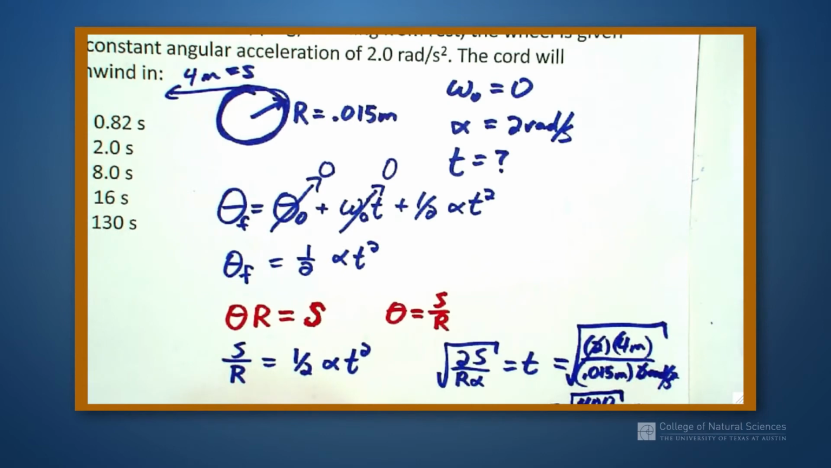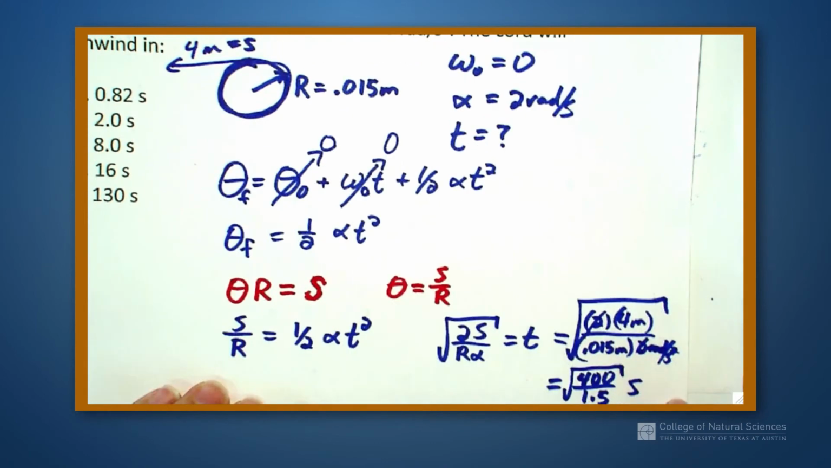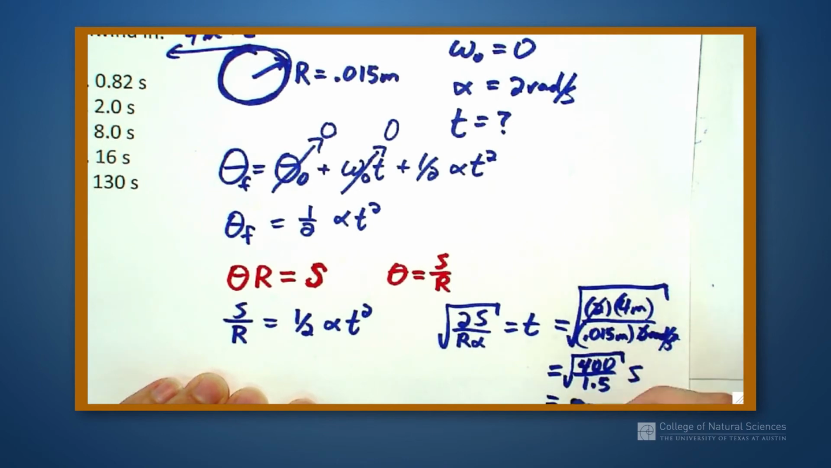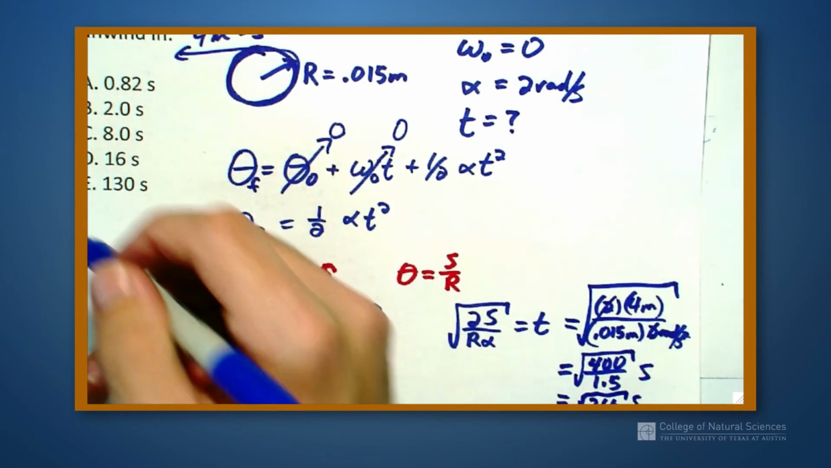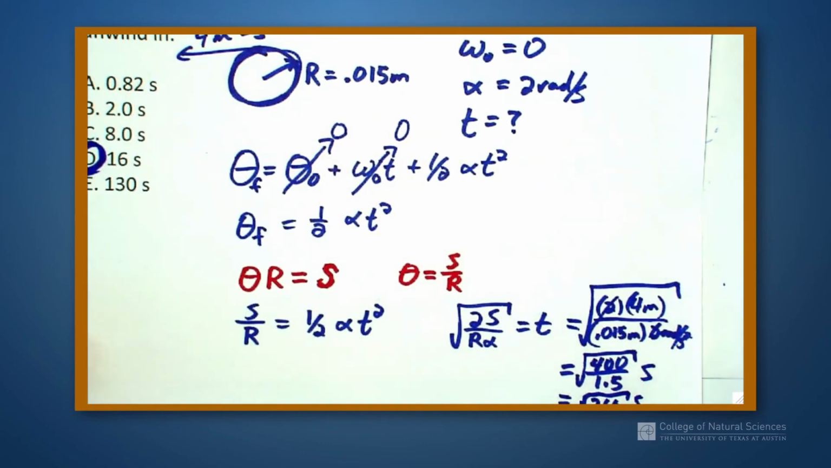400 divided by 1.5, that's a little bit over 200. Let's see, what am I working out? 400 divided by 1.5 is equal to the square root of 266. And the square root of 266, I would say, is on the order of 16 seconds.